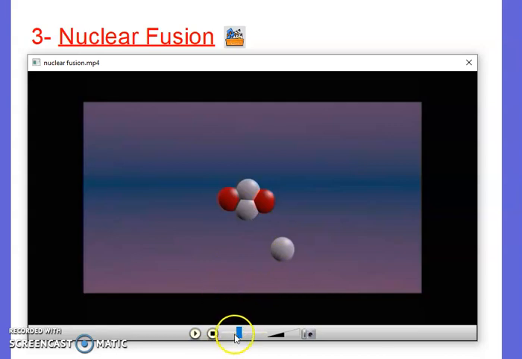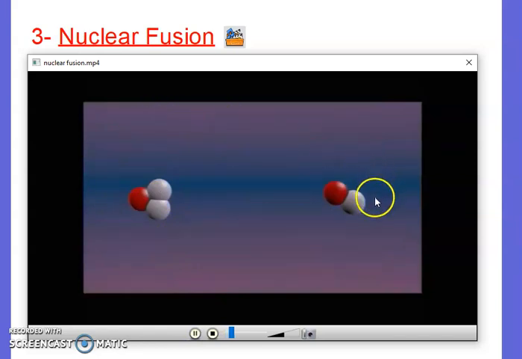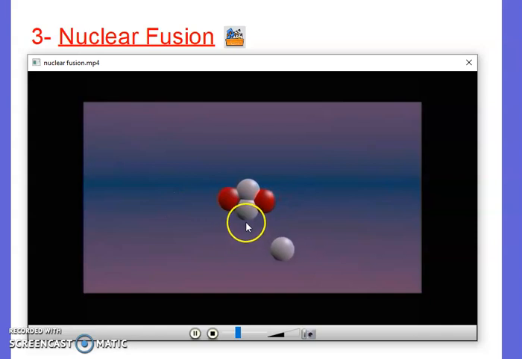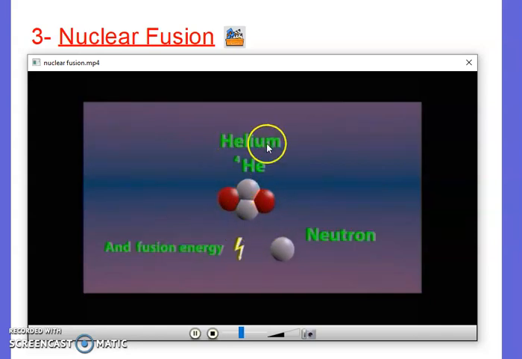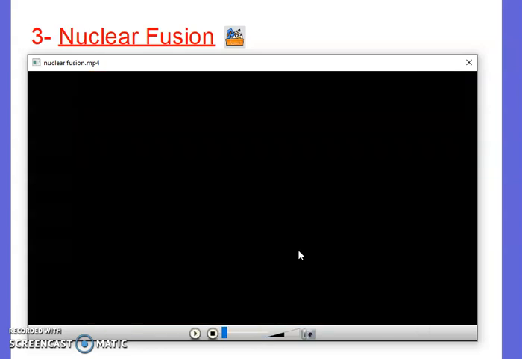So in this reaction, two small nuclei, usually hydrogen, light nuclei, collide and then combine together to produce a heavier nucleus, here helium, with a huge amount of energy. Look, this is the hydrogen bomb. You see? That's the fusion reaction.